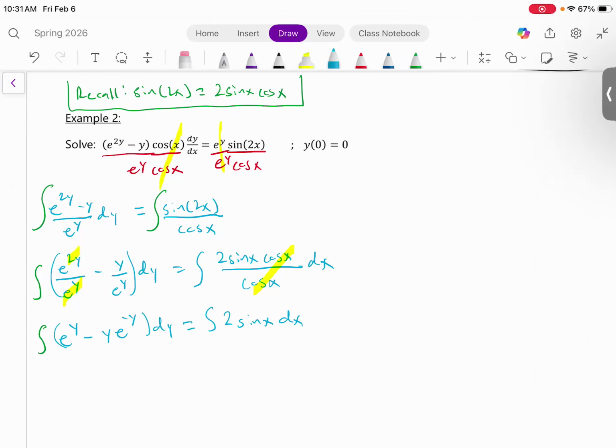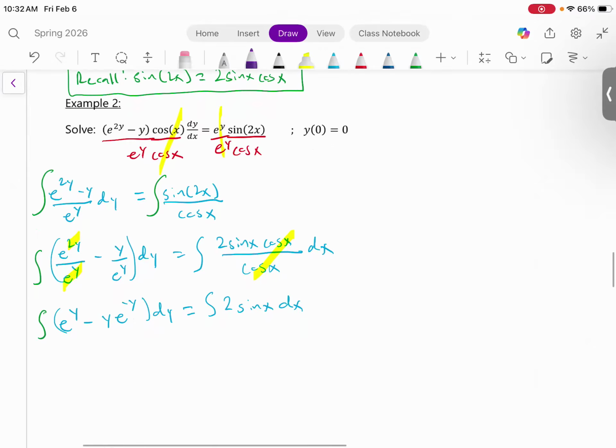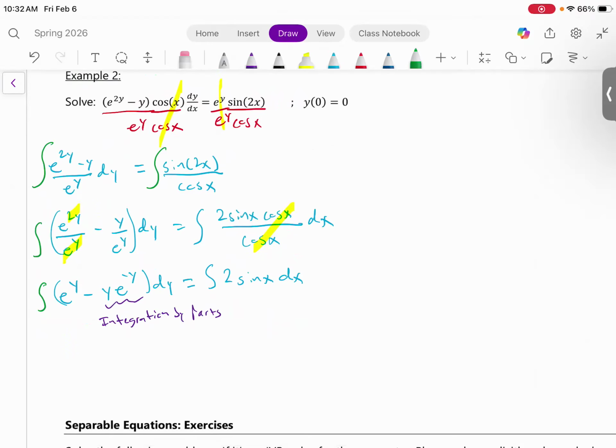Okay, so we have a couple integrals to solve. We have e to the y, y e to the negative y, 2 sine x. So two of these look very easy to me. Just e to the y is easy. 2 sine x is easy. But with y e to the negative y, that's a little more complicated. For this, we are going to need integration by parts. Okay, so what I'm going to do is separate these two integrals.